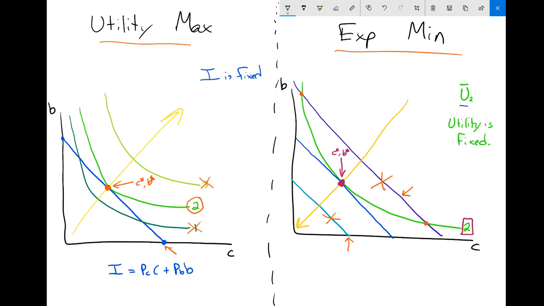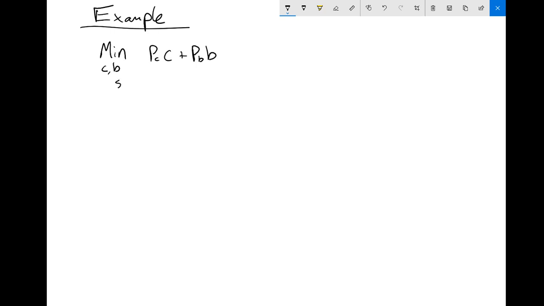Okay, so then let's do an example of an expenditure minimization problem. All right, I'm just going to delete all of this, and let's do an example of an expenditure minimization problem. So now, the expenditure minimization problem is set up in a very similar way. So min, we're going to choose C and B to minimize our expenditures, subject to a constraint, and the constraint is some utility value. Let's call it U star equals some utility function of C and B.